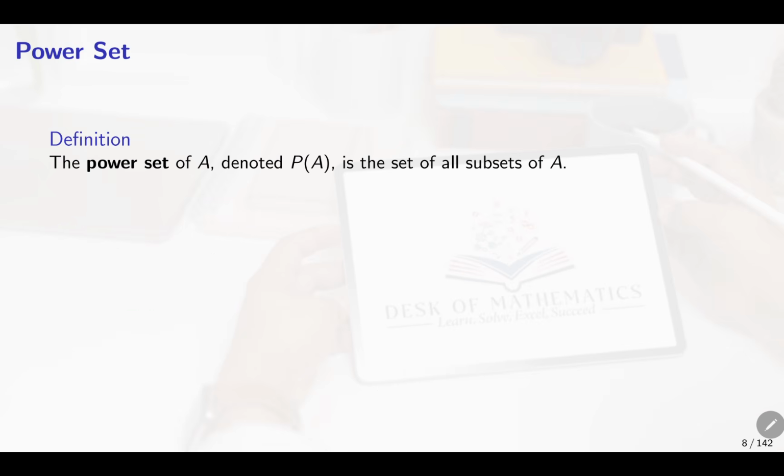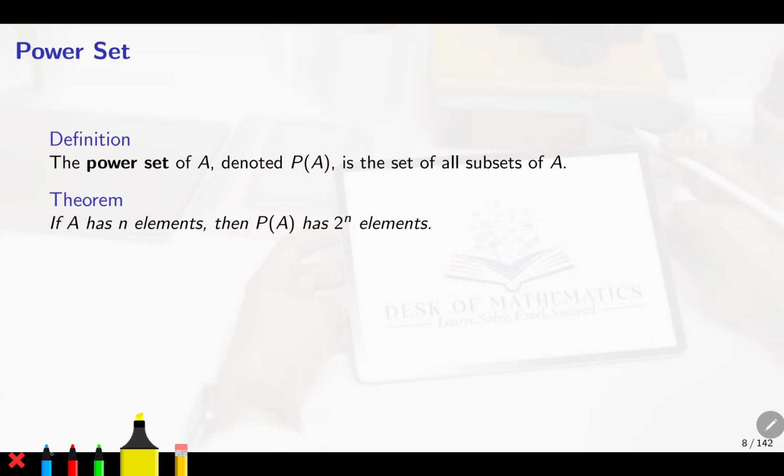So what is a power set? A power set of a set A, which we denote by P(A), is the set of all the subsets that are possible of a set A. So if A has n elements, then the number of elements in the power set will be 2 raised to power n. These are important results that we will use in upcoming topics, so just remember these formulas.